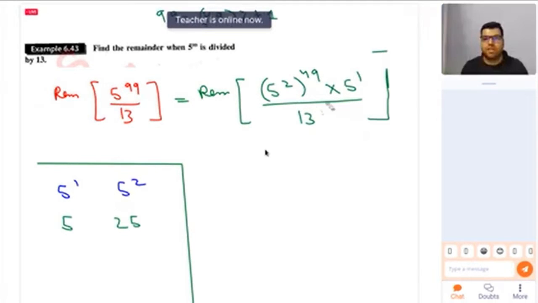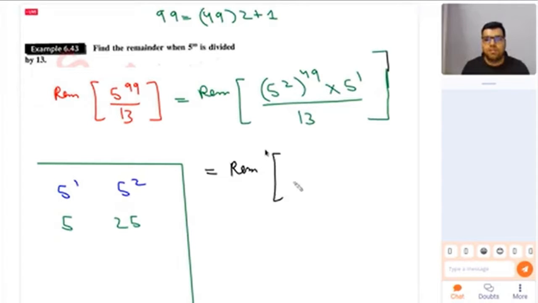Okay, now yes, great. So this is 5 square raised to power 49 into 5 raised to power 1, I just broke 99 into parts of 2. Then this becomes REM, remainder of 5 square, which is 25, raised to power 49 into 5 raised to power 1 with 13.